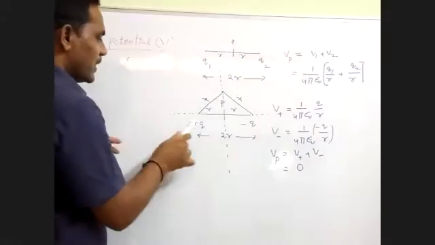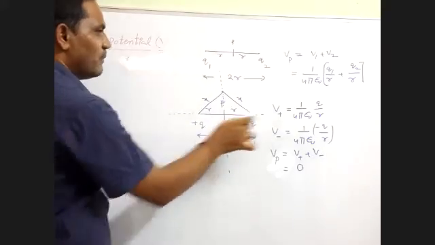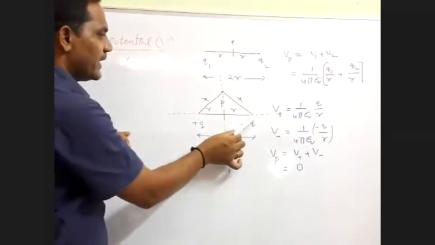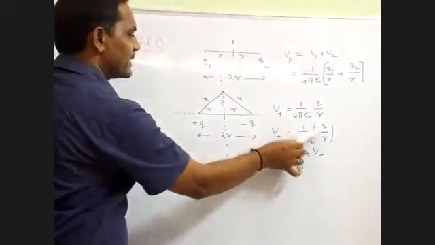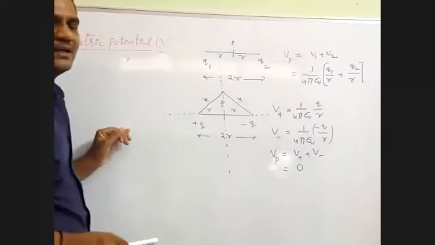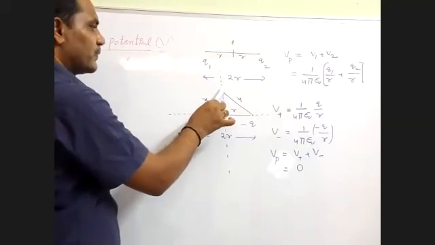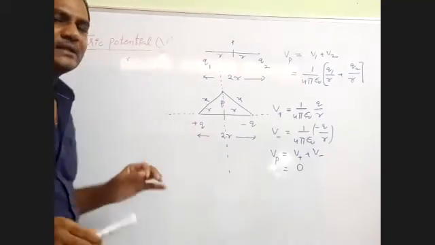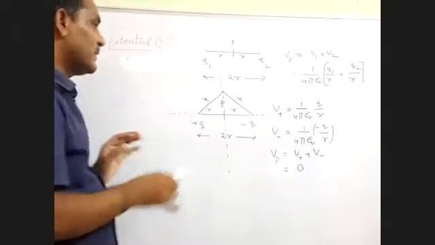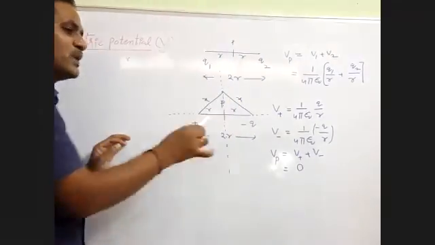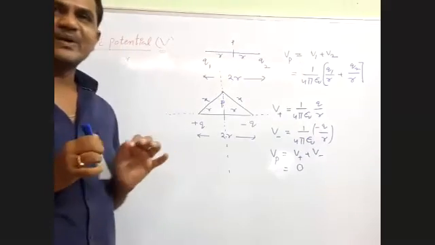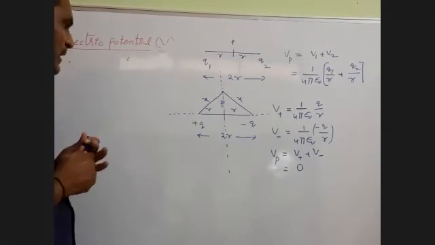Hence, the potential due to the plus q is 1 by 4 pi epsilon naught q by x. The potential due to the minus q is minus q by x. The net potential at that point is 0. Hence, at every point on this equatorial line, the net potential is 0. Therefore, this is called an equipotential line.